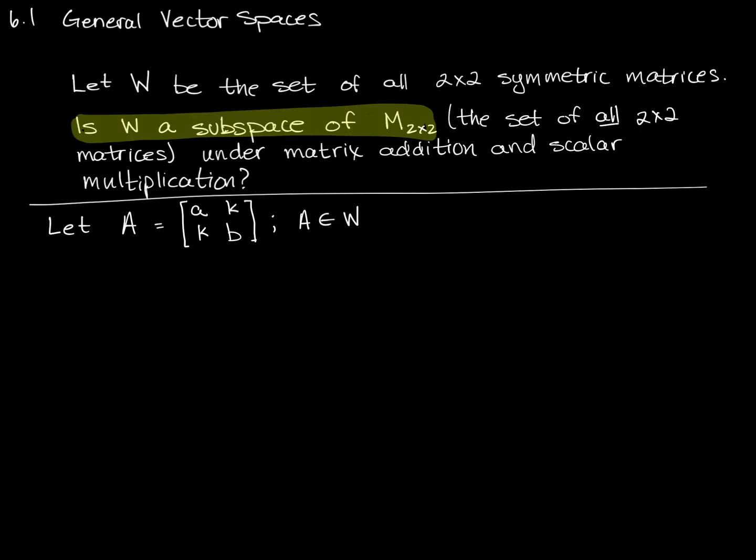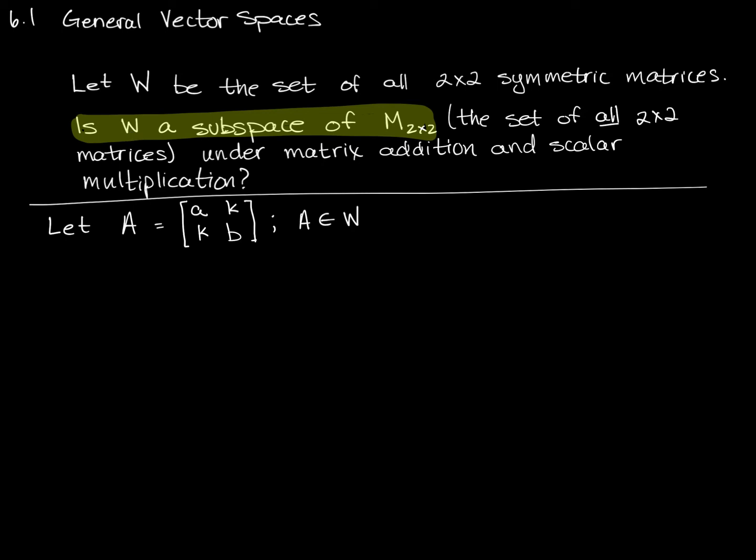So this is the question we're trying to answer. Is W a subspace of M? It's definitely a subset of M because W has 2 by 2 matrices in it. It has not all 2 by 2 matrices. It only has 2 by 2 matrices that are symmetric. But certainly it's made up of 2 by 2 matrices, and so everything that's in W is also in M. Not everything that's in M is necessarily in W, but W is definitely a subset.